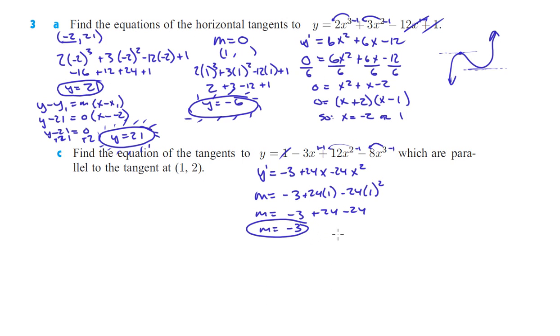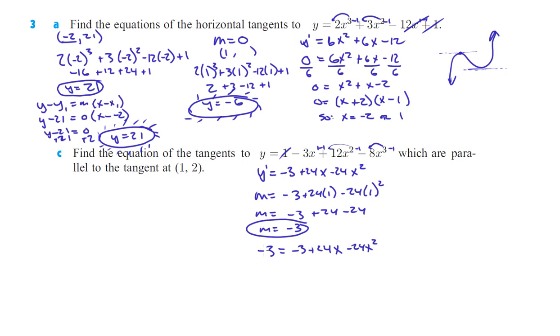So we have to find the tangent lines that have negative 3 as their slope. Okay? So find the equations of the tangent. We know the slope is negative 3. So now we're going to take this negative 3 and plug it back in for this here and solve to figure out where our tangents are. So we got negative 3 equals negative 3 plus 24x minus 24x squared. And we've got to figure out what the x's are going to be.